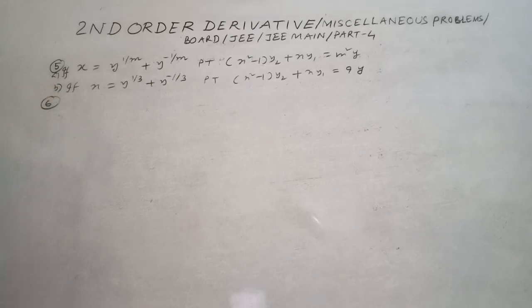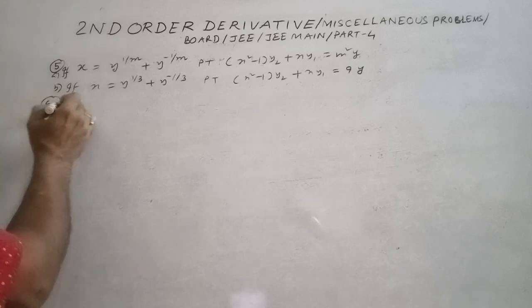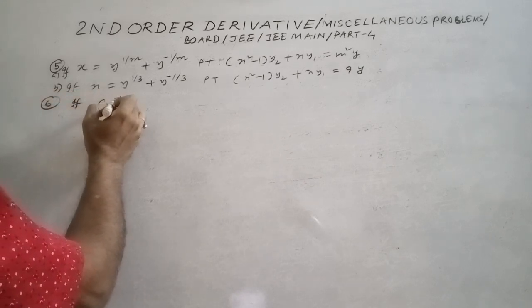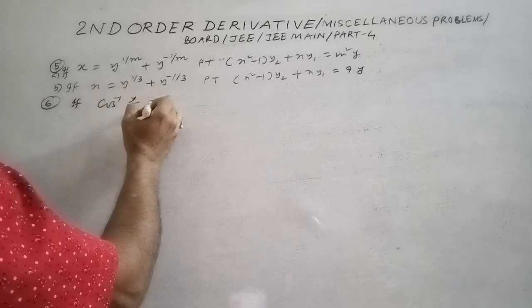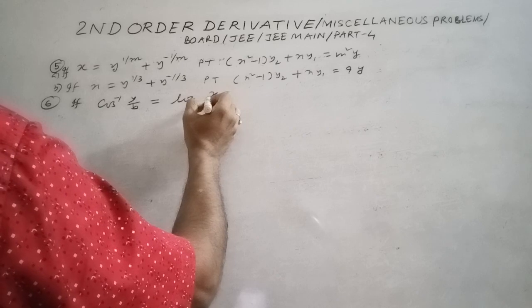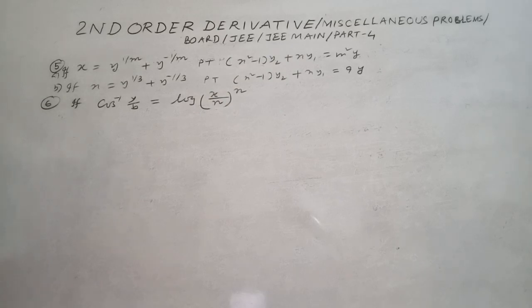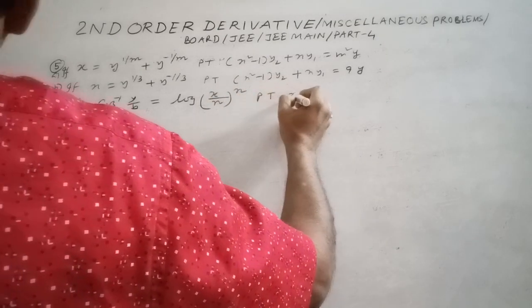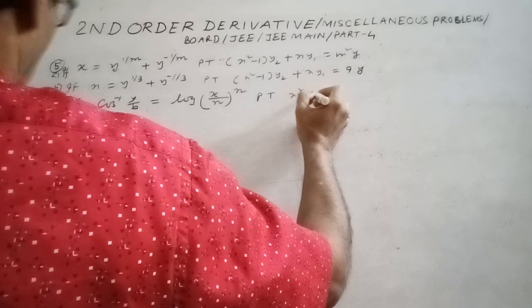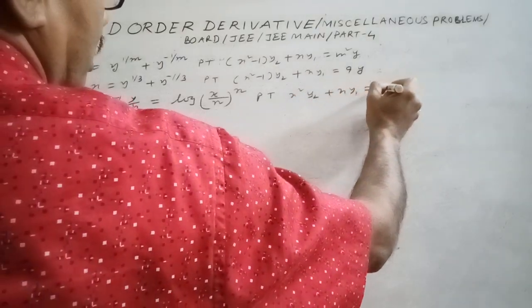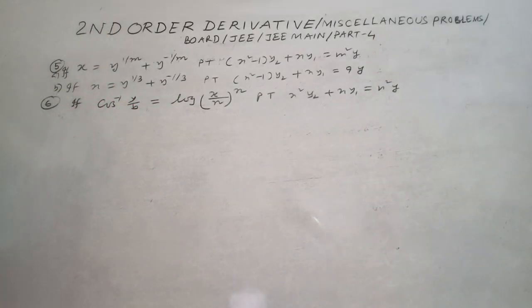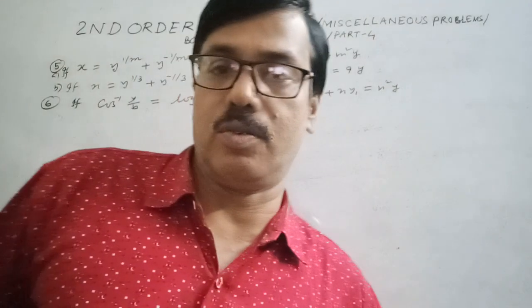Now, problem number 6. If cos inverse of y by b equals (log of x by n) whole to the power n, prove that x square y2 plus x y1 equals n square y.